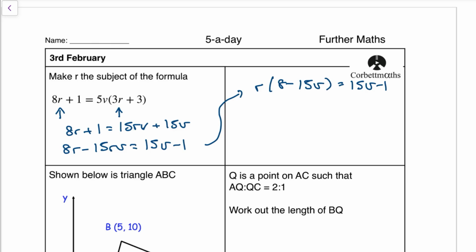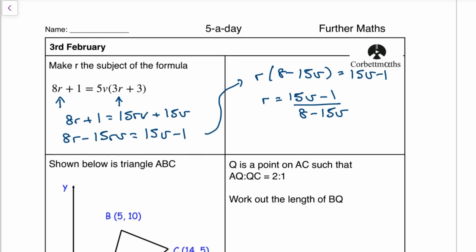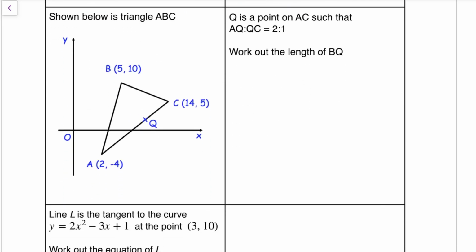And then divide by the left-hand bracket, and that's going to give me R is equal to 15V minus 1 divided by 8 minus 15V. Which, of course, you could write the other way around, so 1 minus 15V over 15V minus 8. Also fine. First question done. Next question. What do we have?